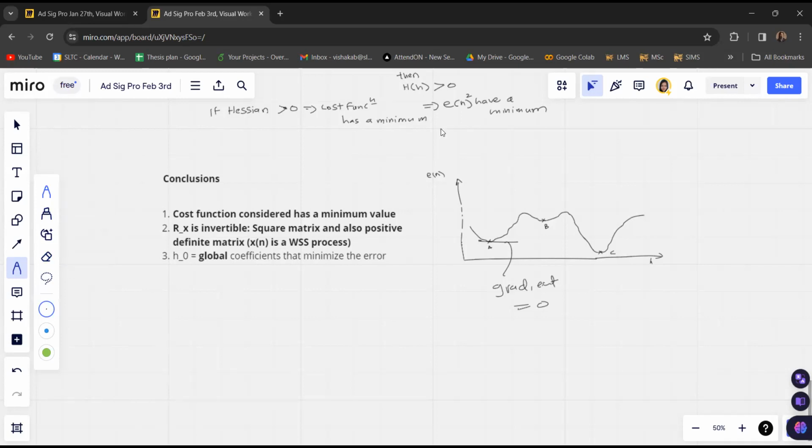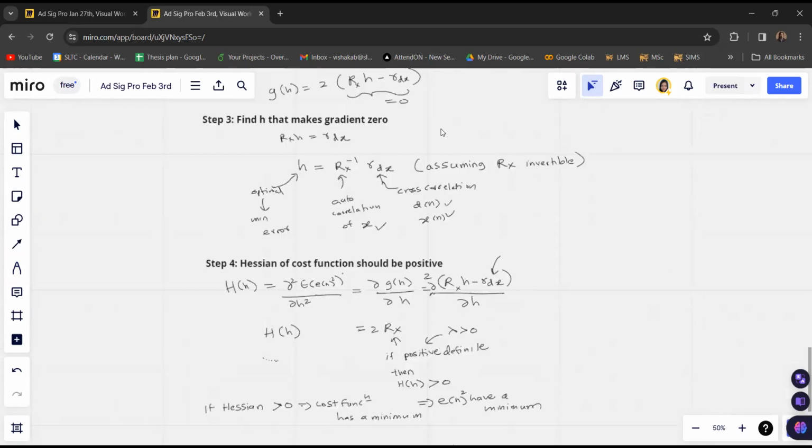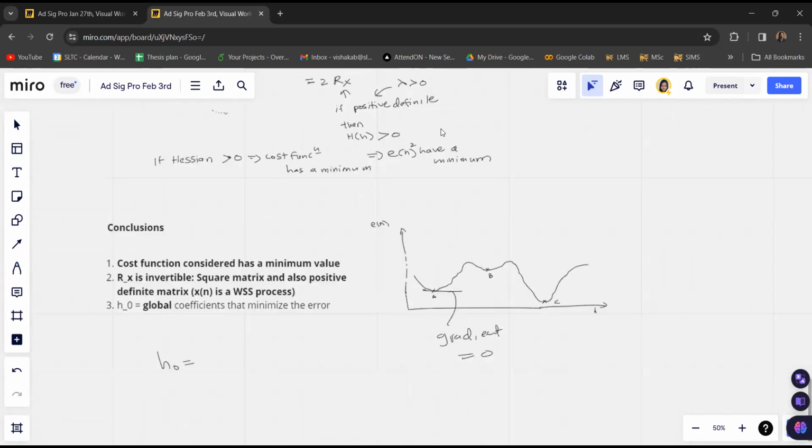The optimal h naught values that we have obtained, we have obtained them in this place where this h optimum is equal to Rx inverse and simple Rdx. So this one I can substitute in the error function, and I can find the minimum error. This one I can substitute in the error function that consists of this expression that we got earlier.